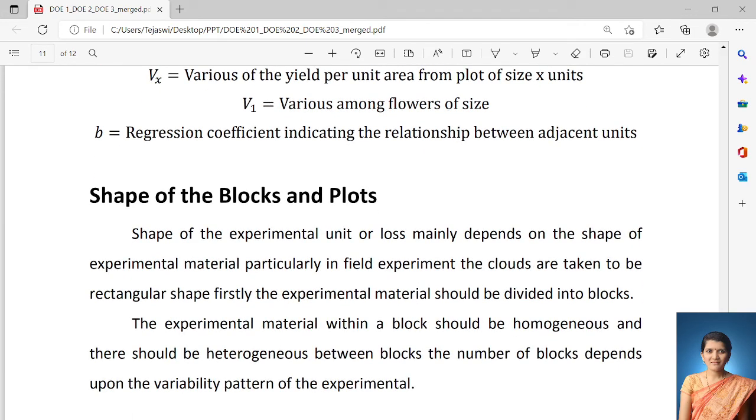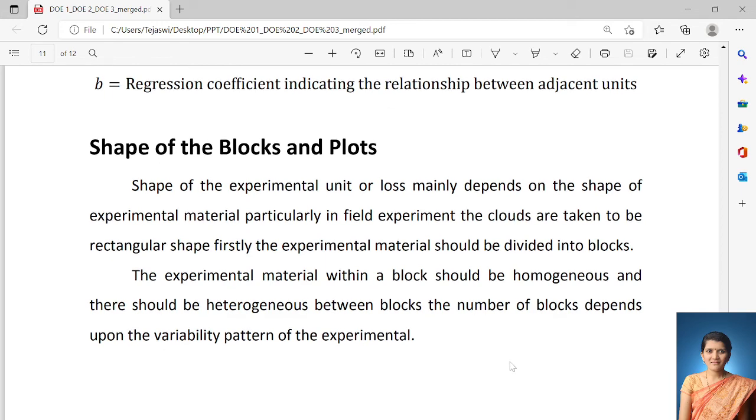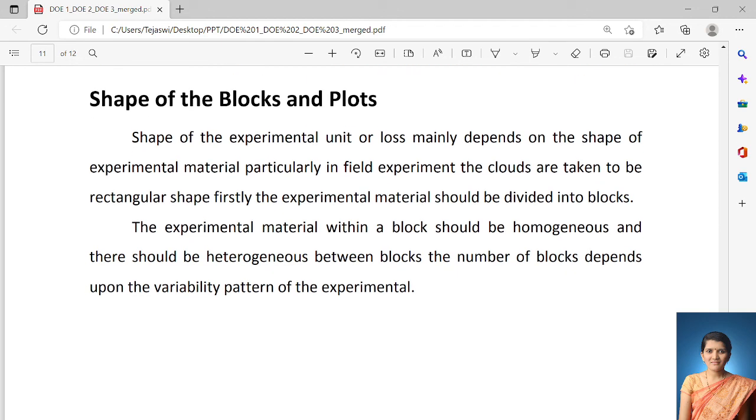And how to decide the shape of the blocks and plots? The shape of the experimental unit or plot mainly depends on the shape of the experimental material, particularly in a field experiment, and the plots are taken to be rectangular in shape. Firstly, the experimental material should be divided into blocks, and the experimental material within the blocks should be homogeneous, and there should be heterogeneity between the blocks, and the number of blocks depends upon the variability pattern of the experiment. Thank you.